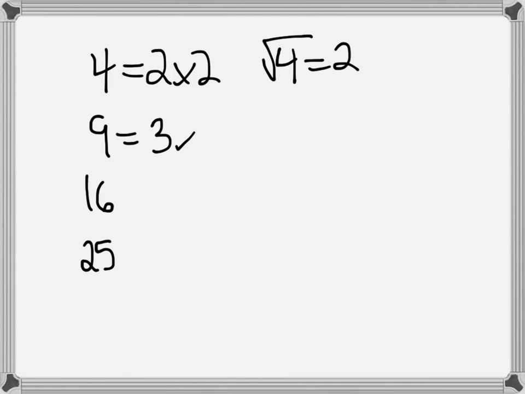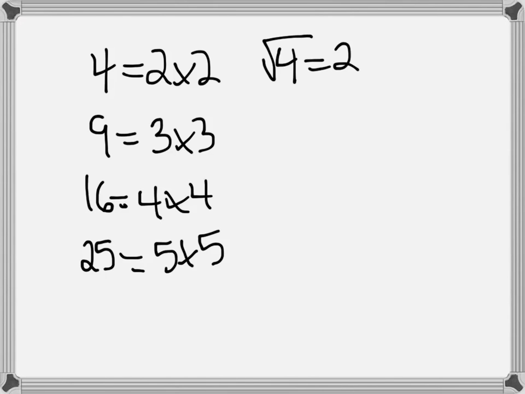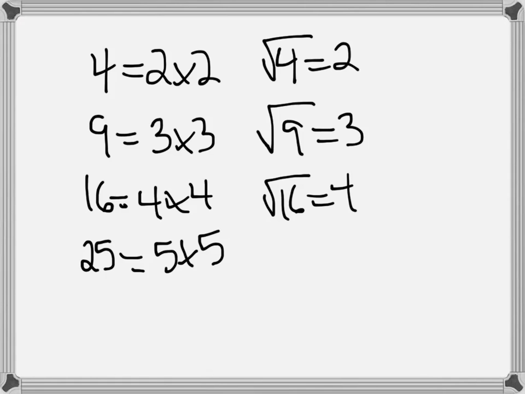9, 3 times 3. 16, 4 times 4. 25, 5 times 5. And of course you have 36, 49, 64, etc. We say therefore that the square root of 9 is equal to 3. The square root of 16 is equal to 4. The square root of 25 is equal to 5.